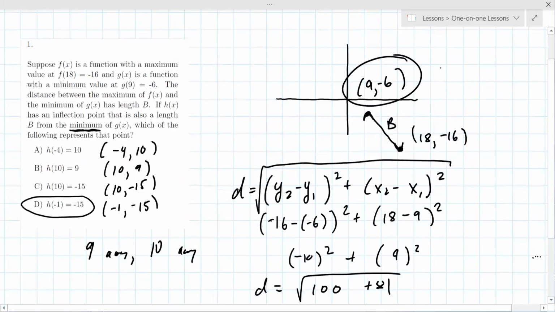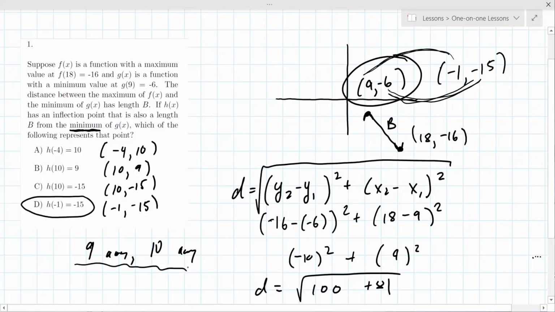So compared to minus 1 and minus 15, do you see that 9 is 10 away from 1 and minus 6 is 9 away from minus 15? Yeah. And that's how you get this. Oh, okay. That makes more sense.